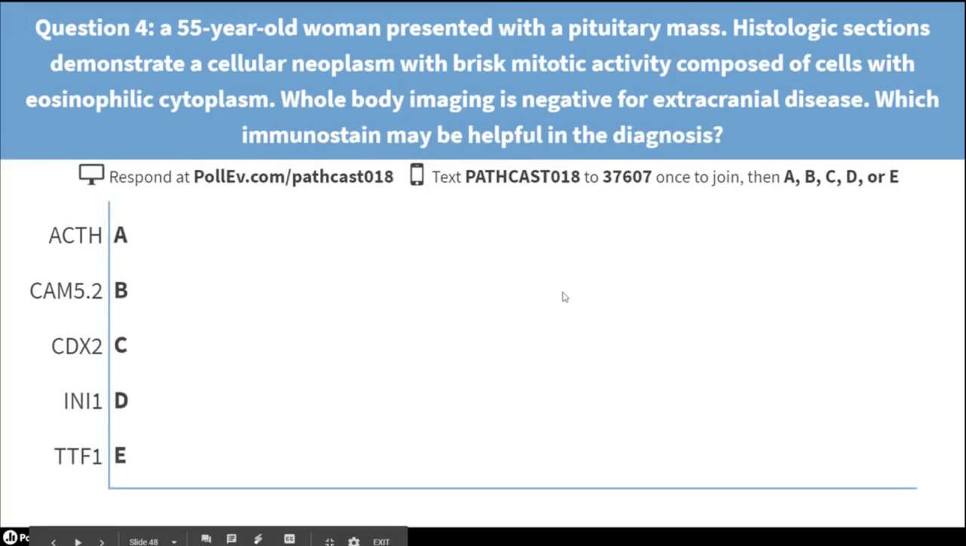Next question: a 55-year-old woman presented with a pituitary mass. Histologic sections demonstrate a cellular neoplasm with brisk mitotic activity composed of cells with eosinophilic cytoplasm. Whole body imaging is negative for extracranial disease. Which immunostain may be helpful in the diagnosis? Hopefully you're not being shy.